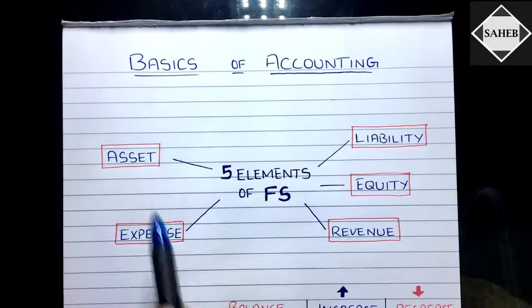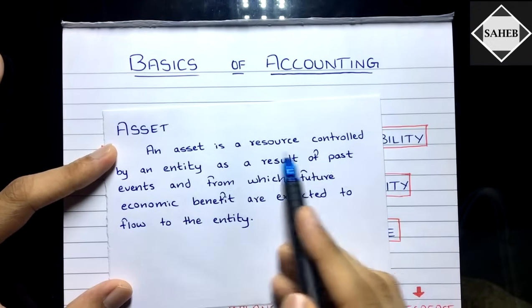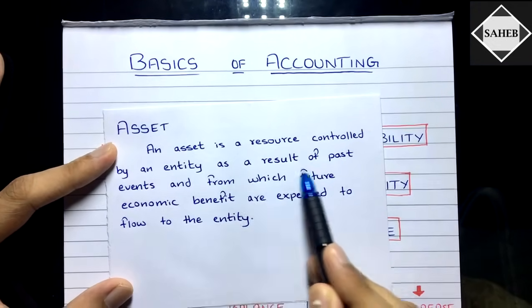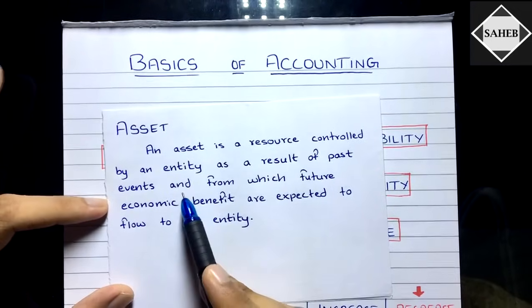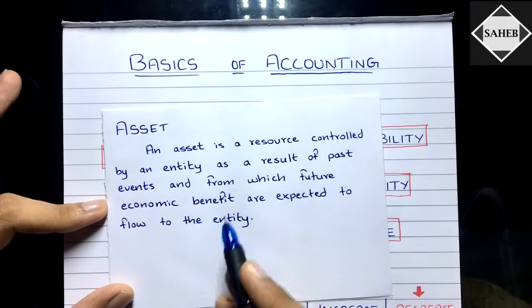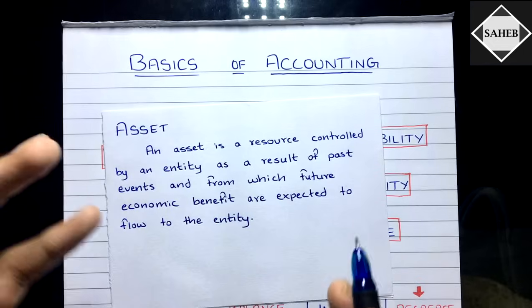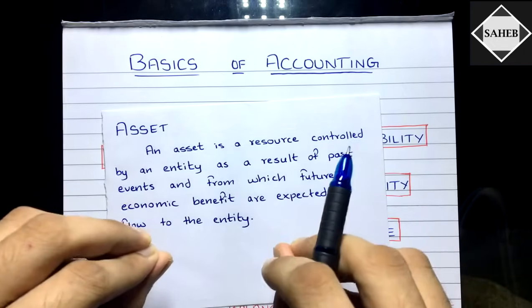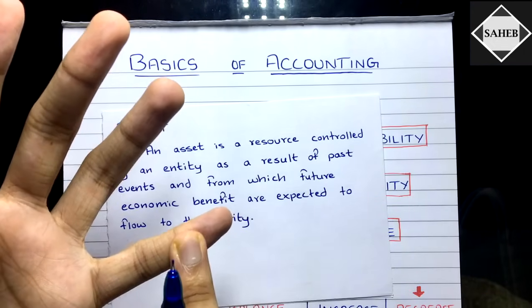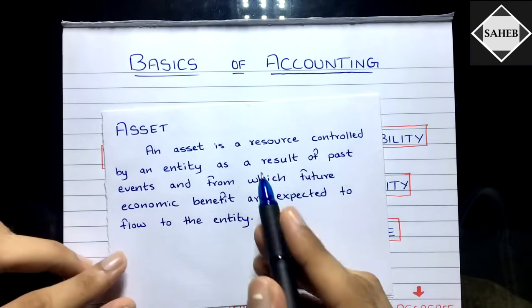Now let's see the meaning of the asset first. An asset is a resource controlled by an entity as a result of past events and from which future economic benefits are expected to flow to the entity. That's what an asset is. Previously we used to say that an asset is something that the company owns. If the company owns the land and building, then that's an asset of the company. Yes, but now the definition has been revised.